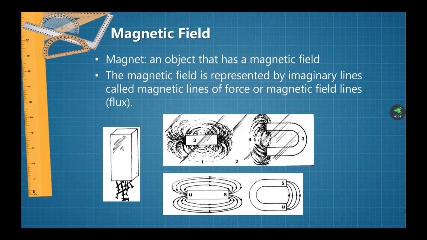Magnetic field. A magnet is an object that has a magnetic field. The magnetic field is represented by imaginary lines called magnetic lines of force or magnetic field lines, or we can call it flux. And this is the magnetic line or the magnetic field.